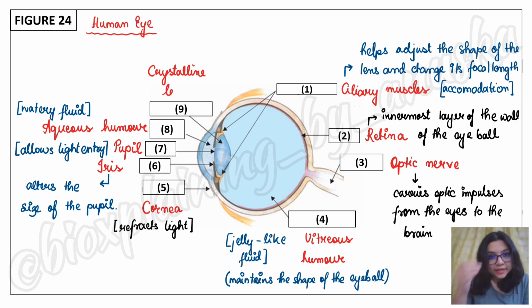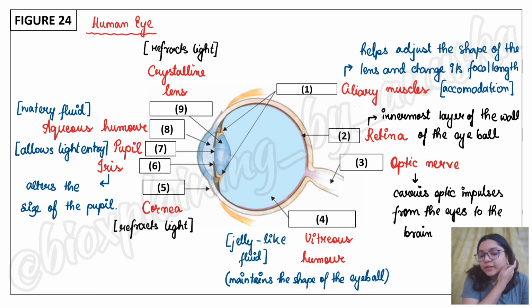And 9th वाला part क्या है? It is the crystalline lens, right? That is, it refracts light. Biconvex lens है, the light rays will fall on it, it will refract, the refracted rays will converge together on the retina and an image is formed at that place.